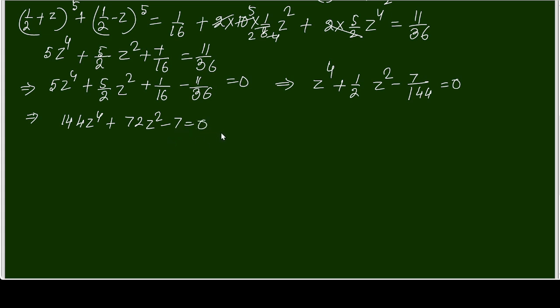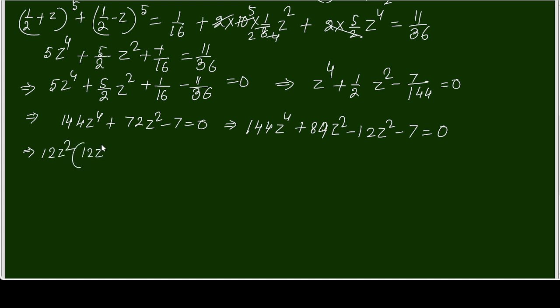You can solve by the quadratic formula, or you can simplify with the middle term. So I am doing it with the middle term. 144 z to the power 4 plus 84 z square minus 12 z square minus 7 equals 0. This is minus 7, not plus 7, a writing mistake, sorry. Then taking common, we get (12 z square minus 1)(12 z square plus 7) equals 0.